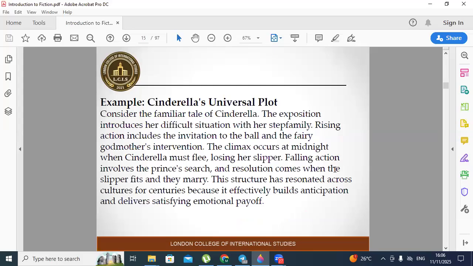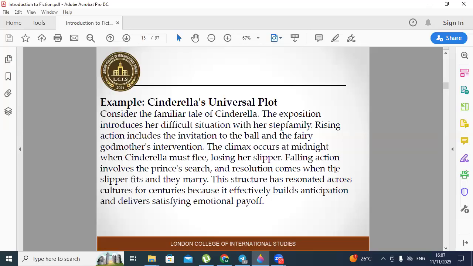Example: Cinderella's universal plot. Let's apply this structure to a familiar story everyone knows, Cinderella. Exposition: introducing Cinderella's difficult situation with her stepfamily. We learn she's been reduced to servant status in her own home, mistreated by stepmother and stepsisters. This establishes the initial problem requiring resolution.